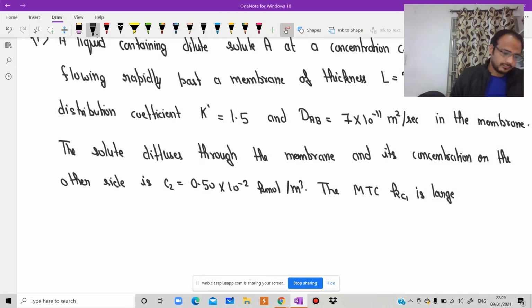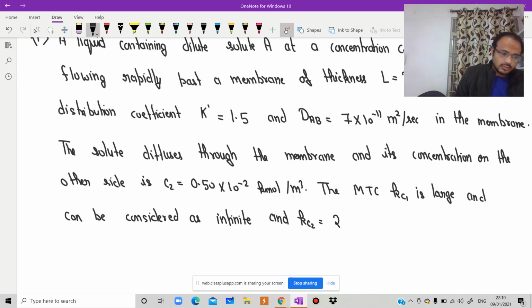Kc1 is large and can be considered as infinite. And Kc2 is equal to 2.02 into 10 to the power minus 5 meter per second.